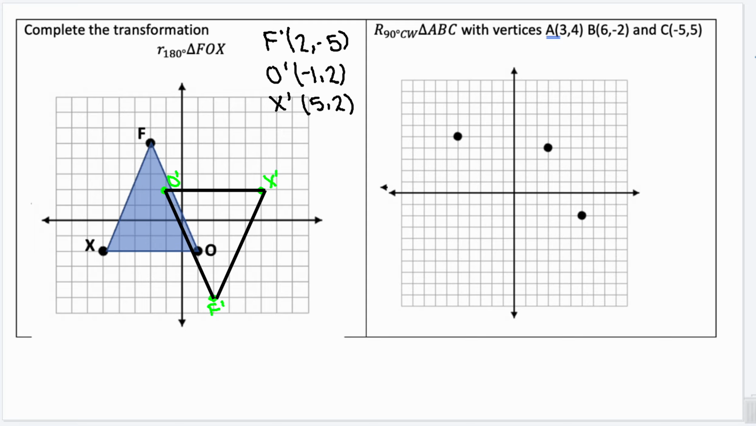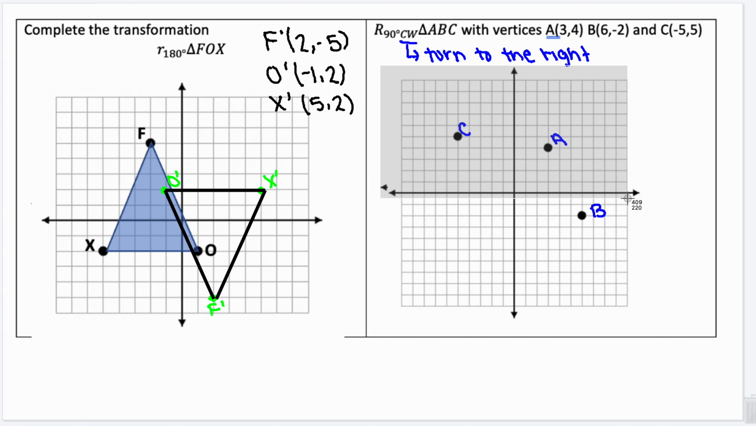For this next one, it says a rotation of 90, but because it has that little notation of CW, that means clockwise. Turn to the right. So I'm going to make a little notation here of what that means. Turn to the right. So I already went in and plotted these points. I have A, which is at 3, 4. B, which is at 6, negative 2. And C, which is at 5, negative 5.